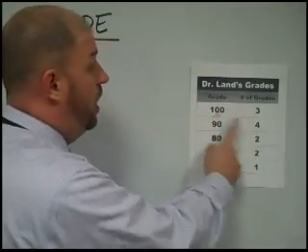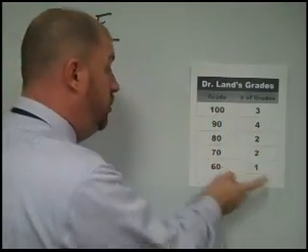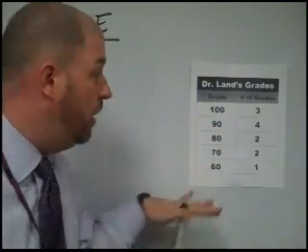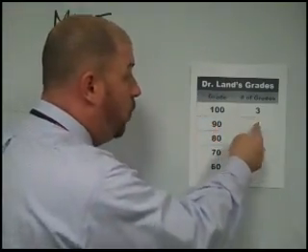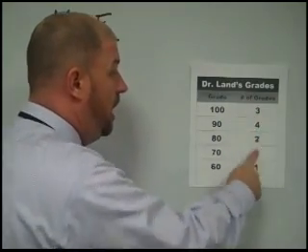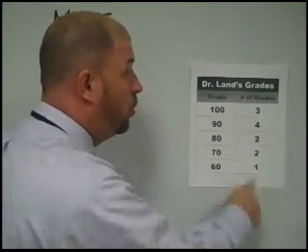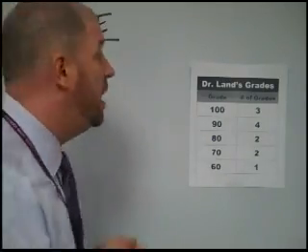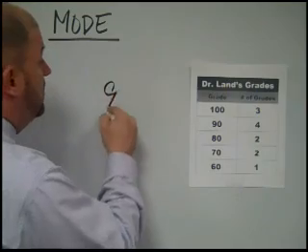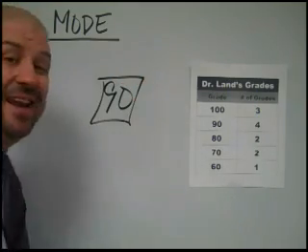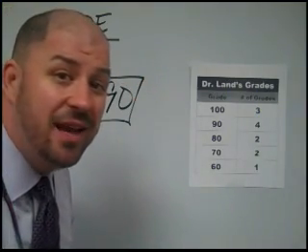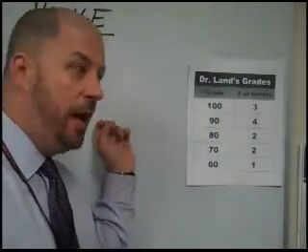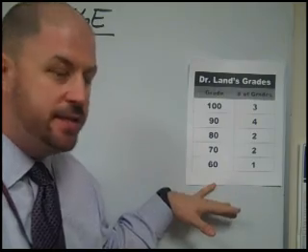I know there's 3 100s, there's 4 90s, there's 2 80s, 2 70s, 1 60. Guys, which number is most frequent? Well, if we look at 90, there are 4 90s. Are there any other grades greater than 4? No. So we know that the mode for this set of data is 90 because it's the most frequent. Piece of cake. Easy peasy, lemon squeezy. Let's move on, guys. The last thing we're going to talk about is the range. Let's find the range of this data.